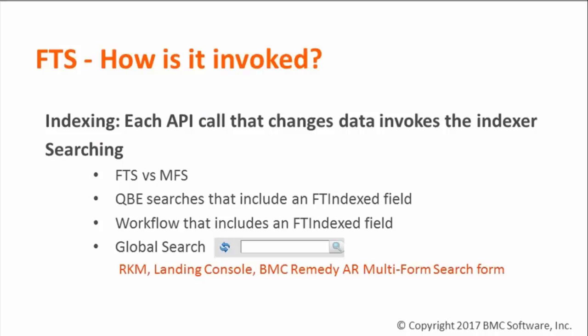The second way FTS is invoked is from searching by either performing an FTS search or a multi-form search. A full-text search is invoked through users performing a manual or ad hoc search, and a multi-form search is invoked from a global search. Any workflow that invokes a search will cause AR server to use the FTS engine. The server uses full-text searches when executing queries during workflow that have full-text index fields in the qualification. Global searches are performed using the RKM knowledge search, the landing console, or the BMC Remedy-R9 multi-form search.